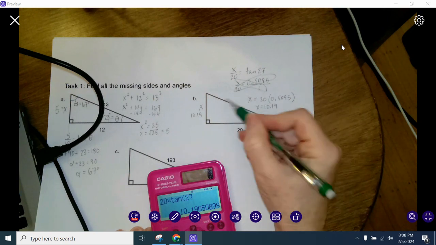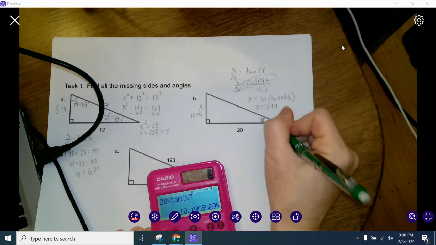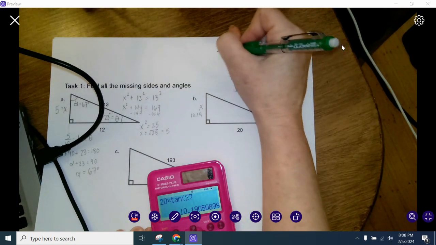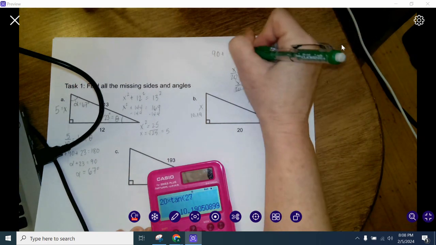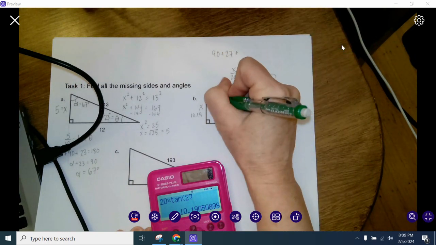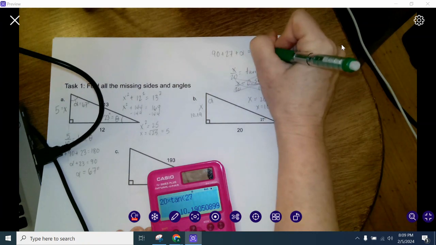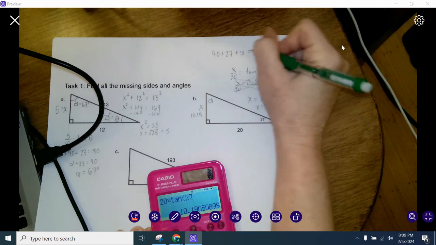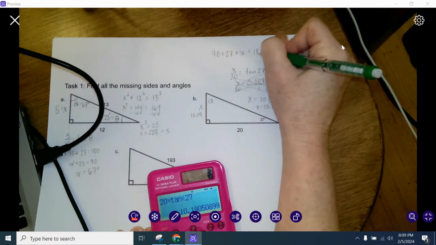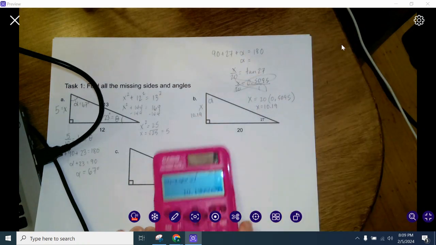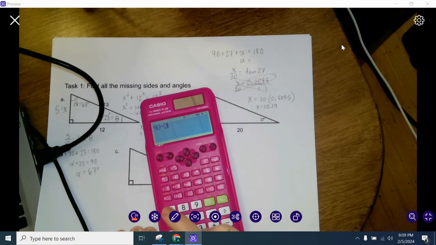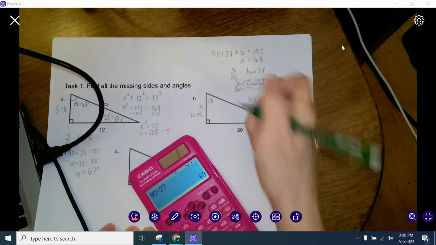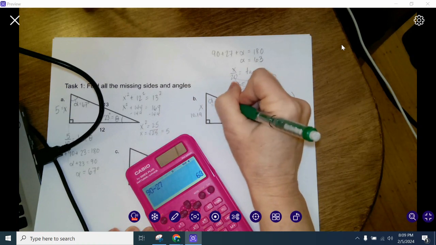All right, so to find my missing angle here, again, I'm going to use the fact that the 3 angles have to add up to 180. So I'm going to have 90 plus 27 plus, I'll call this alpha, plus alpha has to equal 180. If I minus 90 from both sides, I get 27 plus alpha equals 90, and then subtract 27 from 90. So 90 minus 27 gives me 63. So my missing angle here, my alpha, is 63 degrees.